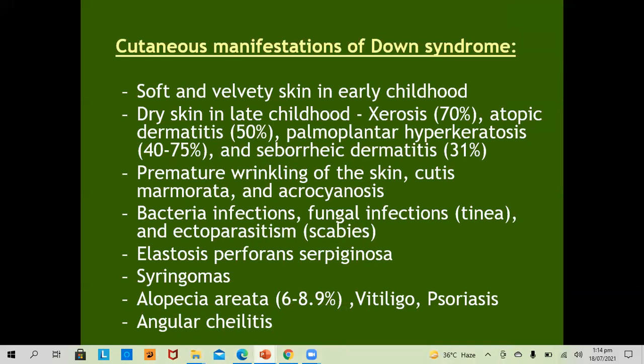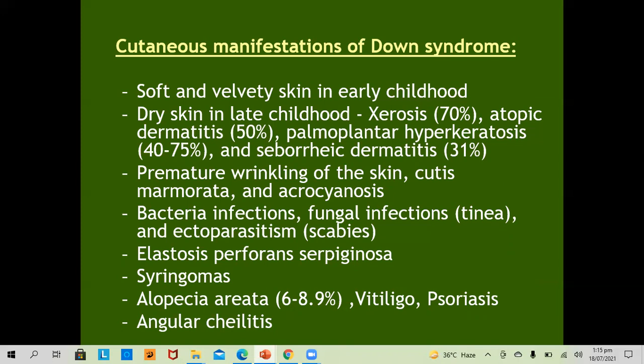Cutaneous manifestations of Down syndrome. Such patients have soft and velvety skin since early childhood. In late childhood, the skin gets dry. Xerosis is seen in 70%, atopic dermatitis in 50%, palmoplantar hyperkeratosis in 40 to 75%, and seborrheic dermatitis in 31%. There is premature wrinkling of the skin, cutis marmorata, and acrocyanosis.